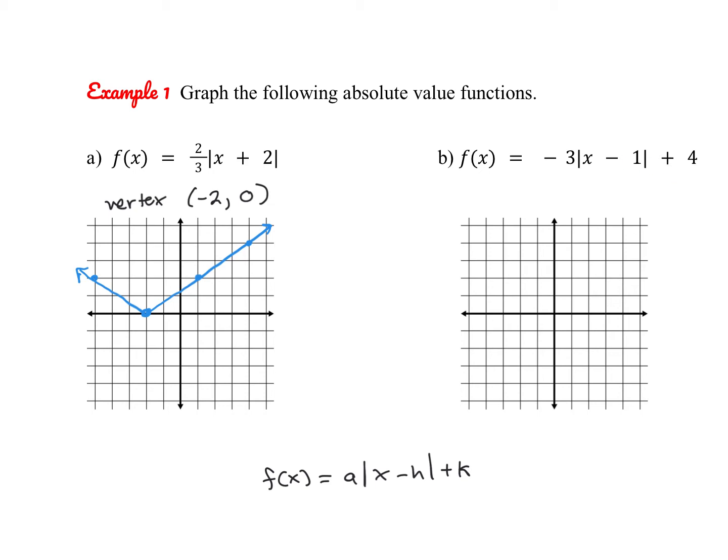Let's look at this one together. So let's start with our vertex. So remember, it's at h, k. So it's going to be positive 1, positive 4. So we can start there. This negative 3 is going to be our slope going to the right. So this one's actually going to be an upside down V. So again, start at your vertex and go down 3 over 1. This is always your slope moving towards the right. So it will look like this.